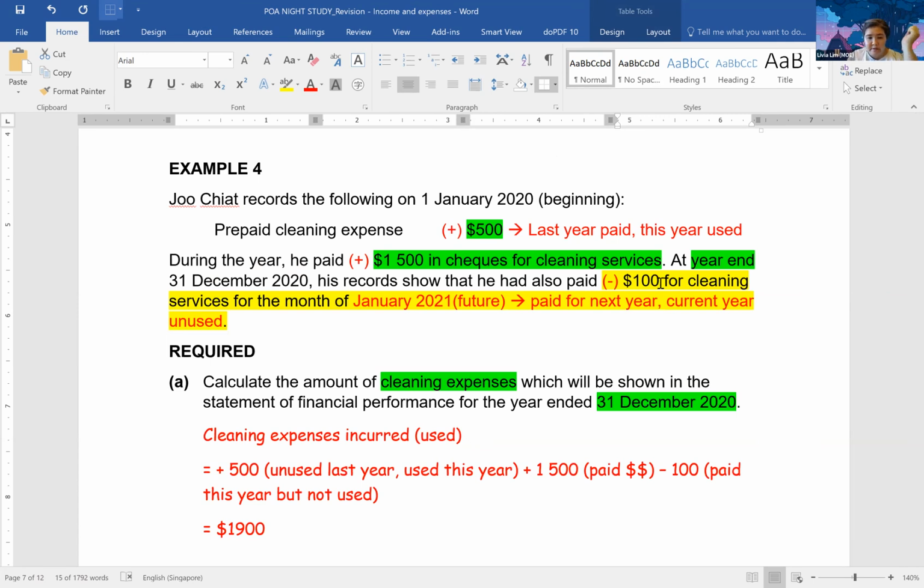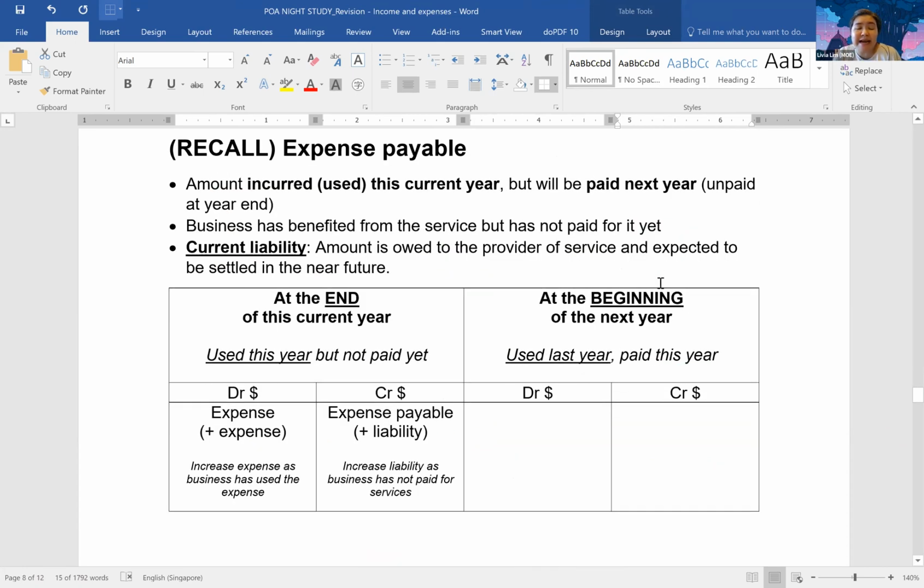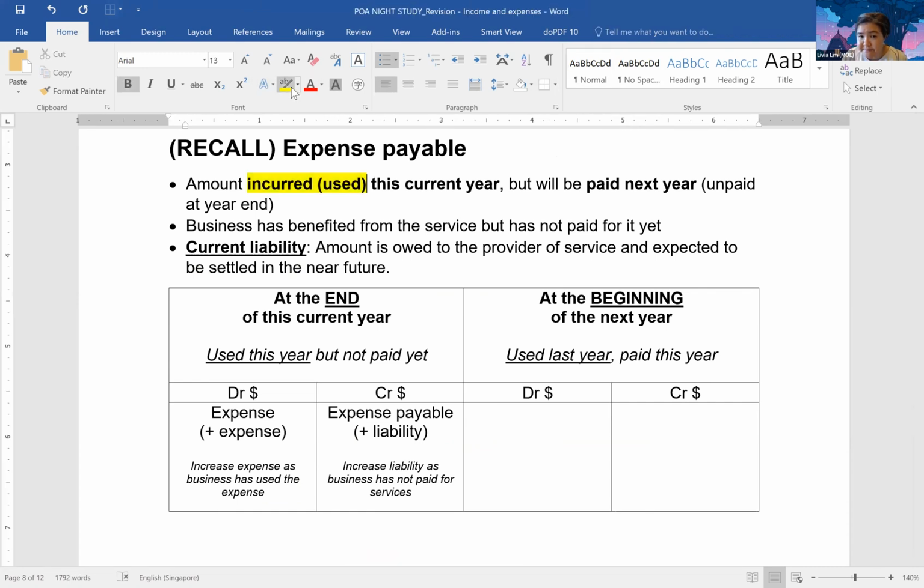Okay. All right. Next one is, what about an expense payable? So the last segment for income or expenses is expense payable. So what is an expense payable? An expense payable is an amount which is used already, used this year, but you are going to pay it next year. Since you are going to pay it next year, it is a current liability at the end of that current year.